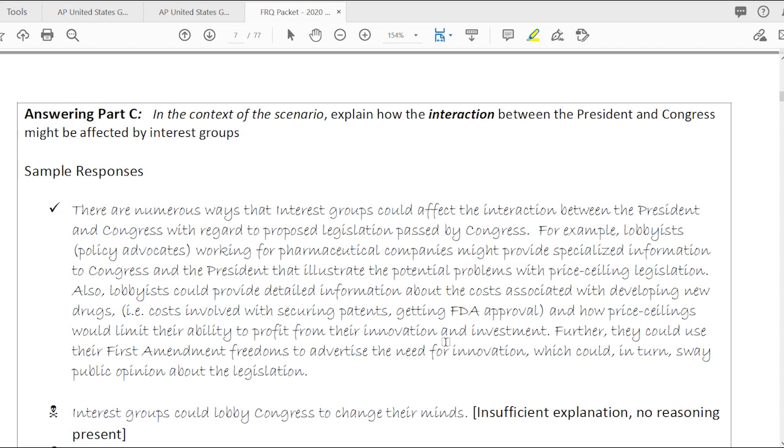Further, they could use their First Amendment freedoms to advertise the need for innovation, which could in turn sway public opinion about the legislation. So this is a fairly lengthy response for a concept application question, but I think it's a good one, and I think it's the kind of response that you should be striving for in your own work.